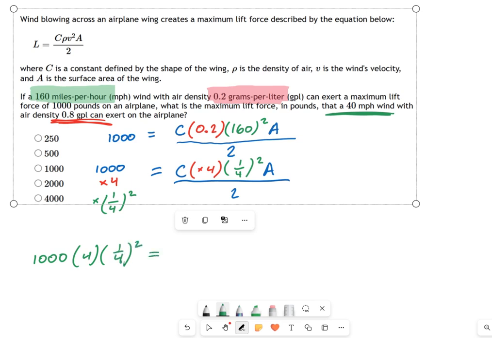Those of you who are comfortable with fractions can probably do this in your head. The 4 and the 1/4 are going to cancel each other out, and what's left is only one factor of 1/4, and that's going to turn into 250. In other words, the lift force on the wings has gone down because even though the air is denser, the velocity has dropped, and the velocity, according to this equation, has a bigger effect.